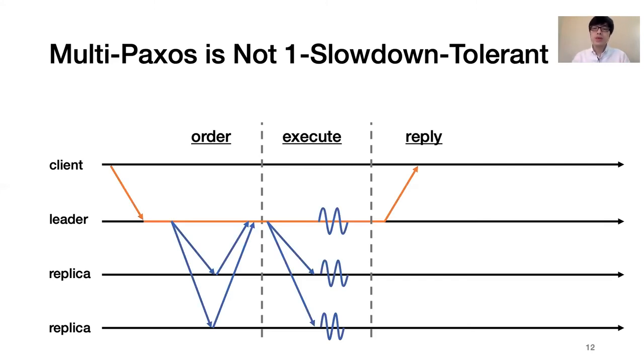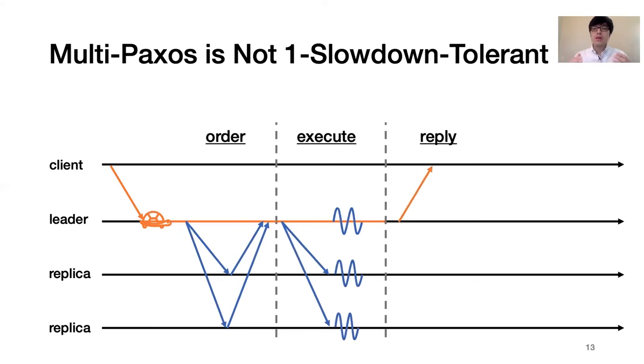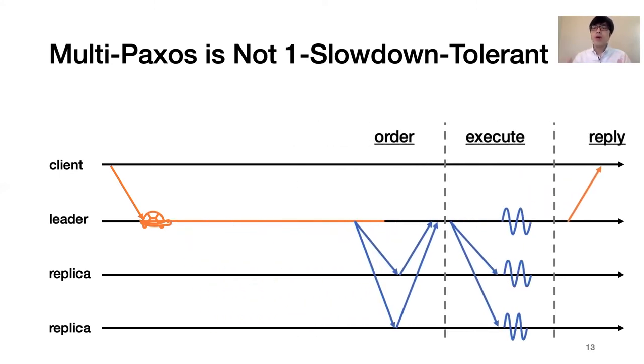This protocol is not slowdown tolerant because some of the processing stages are done by only a single replica, the leader. These parts of the protocol are marked in orange. If the leader is slow, then the RSM will be slow. For instance, if the leader is slow to send out the message that orders a command, it will slow down the processing of all commands.